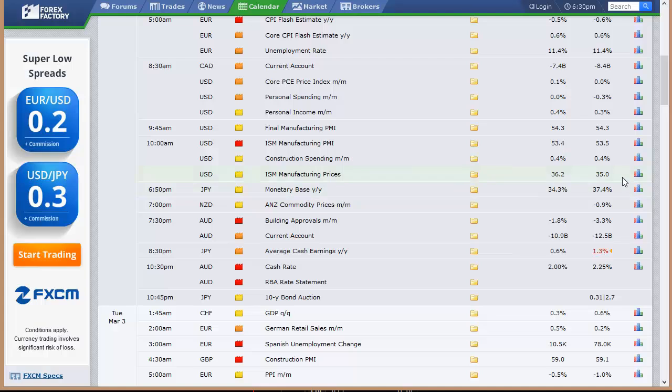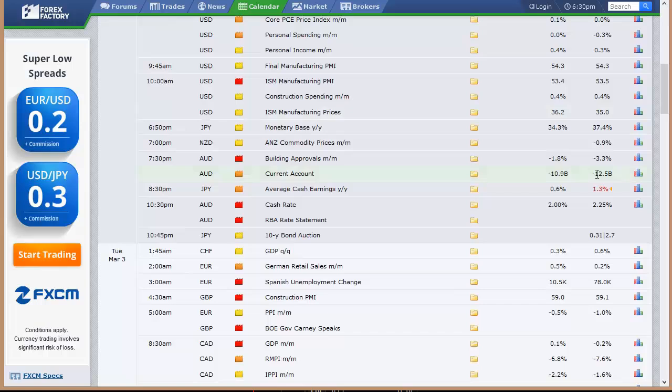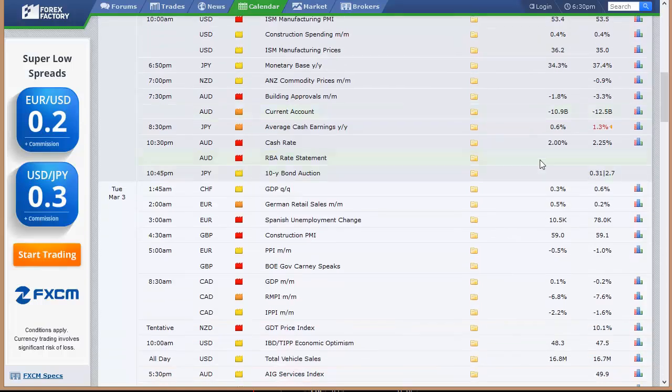We've got the manufacturing PMI number out of the U.S. at 9:45. Construction spending to follow. Then we jump till the evening. We've got monetary base out of Japan. We've got the ANZ commodity prices out of New Zealand.